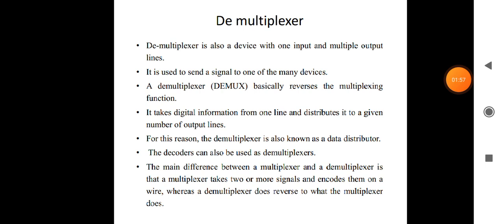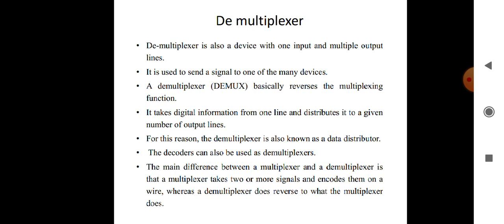It takes digital information from one line and distributes it to a given number of output lines. For this reason, the demultiplexer is also known as the data distributor. The decoders can also be used as demultiplexer. So decoders can also be used as the demultiplexer.